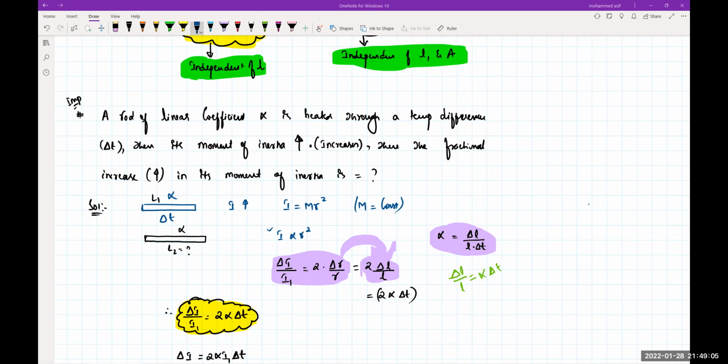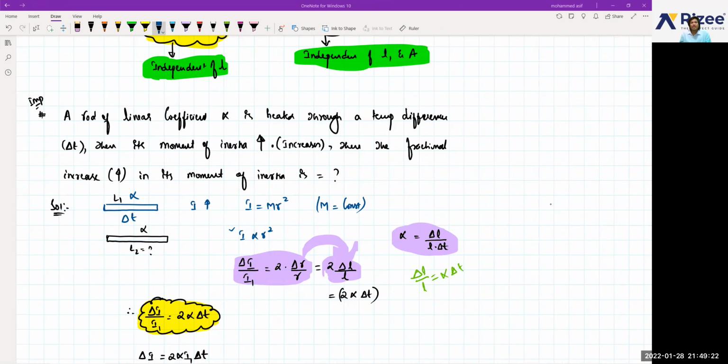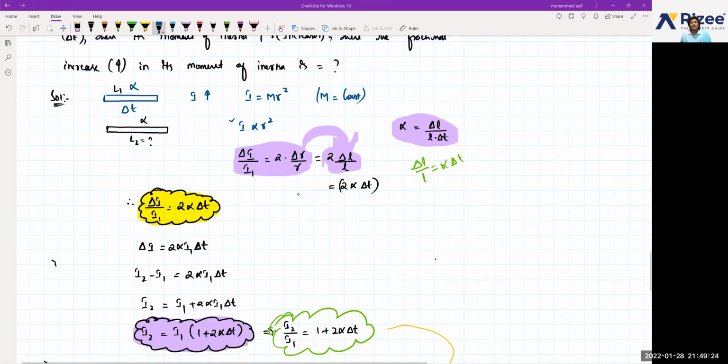So delta L by L will be equal to alpha into delta T. So it is 2 into alpha into delta T. So the change in moment of inertia divided by the original moment of inertia is 2 times alpha into delta T. Clear, beta?